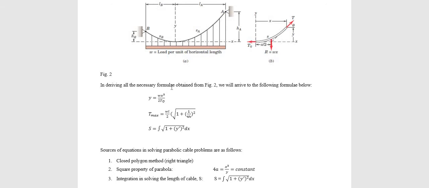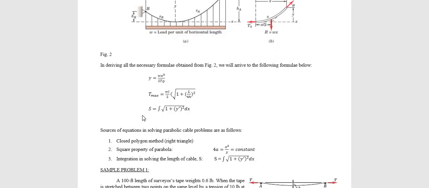These three formulas: first, y is equal to omega x squared over 2T0. Then Tmax, which is the analysis of the maximum tension at a certain point, is equal to omega L over 2 times the square root of 1 plus L over 4H quantity squared. The third, S, is equal to the integration of the square root of 1 plus the first derivative of y squared dx. So these three formulas are derived from this figure.